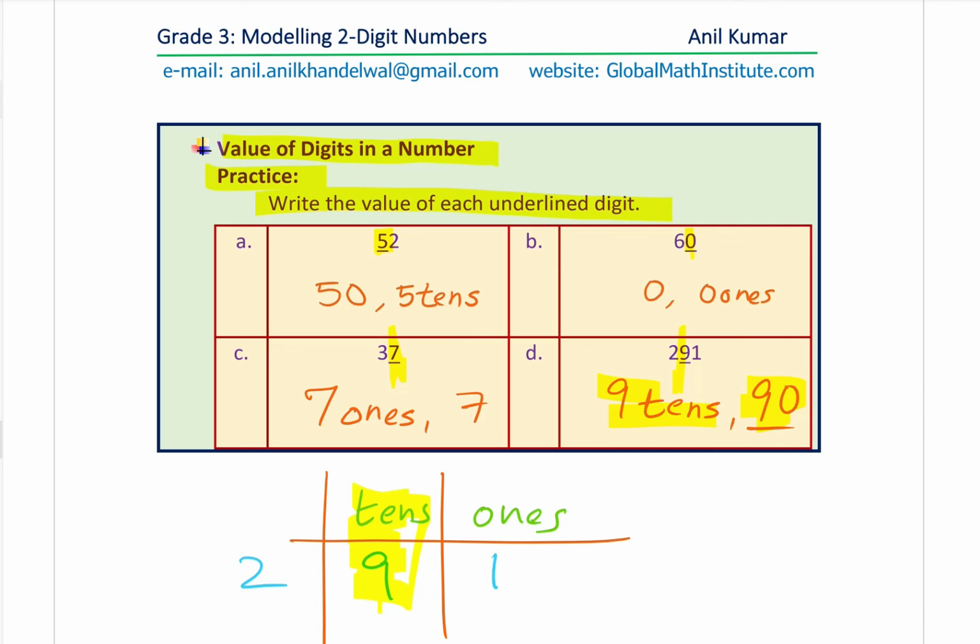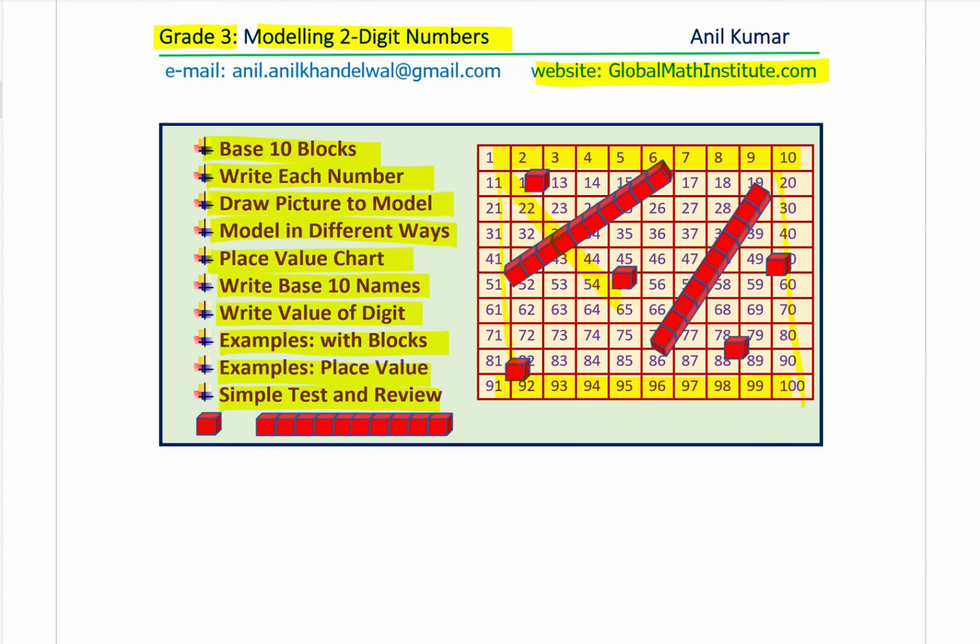With that, we come to an end of our video on understanding the base 10 blocks. I hope the concept is absolutely clear.